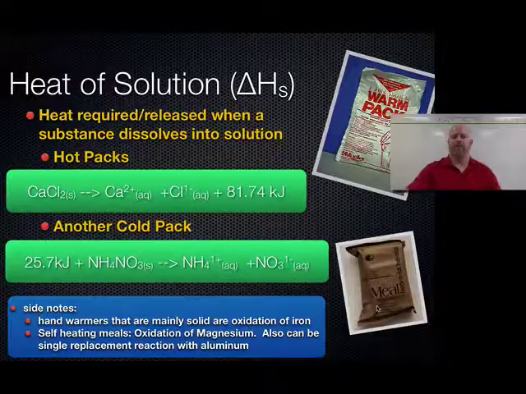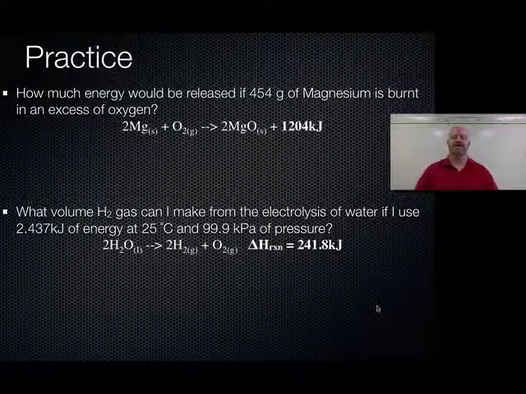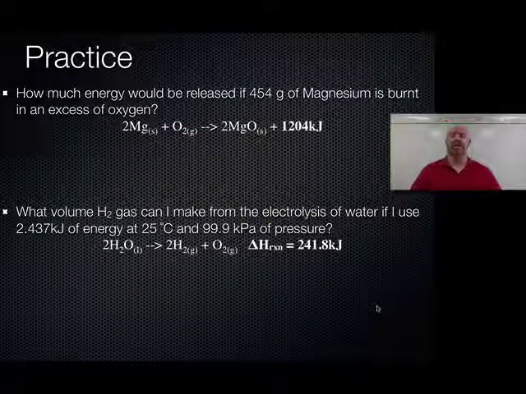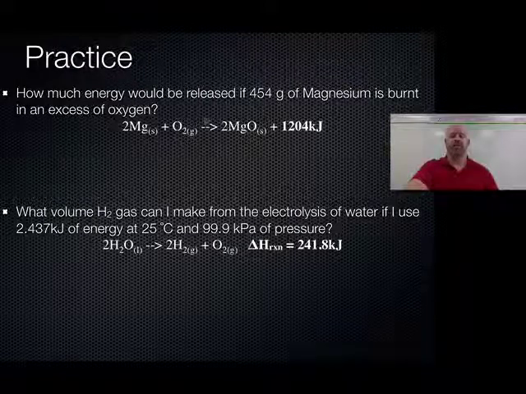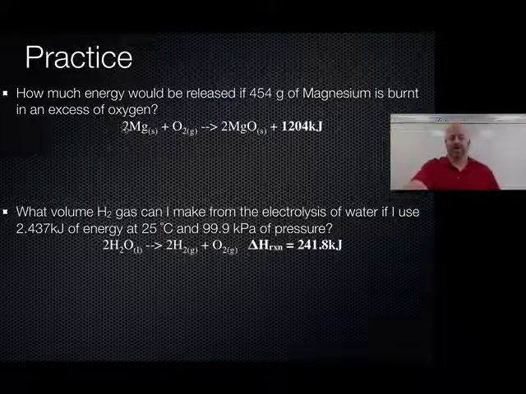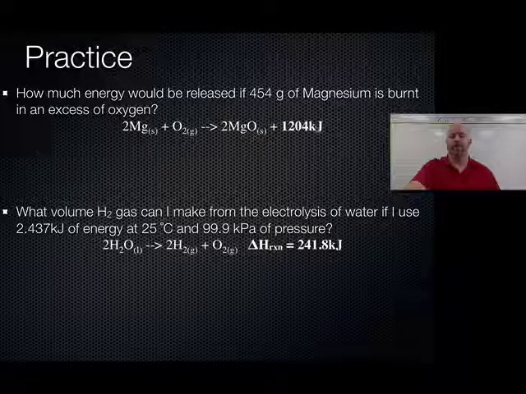Okay. What we want to do now is take this concept and then apply it to some stoichiometry. Okay. So what we can do is we actually can calculate what our energy changes are within a reaction if we know how much of the substances we're using. So here's our relationship. We have 2 moles of magnesium with 1 mole of oxygen making 2 moles of magnesium oxide, and we're releasing 1,204 kilojoules of energy.